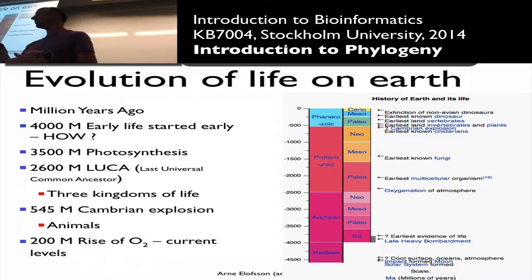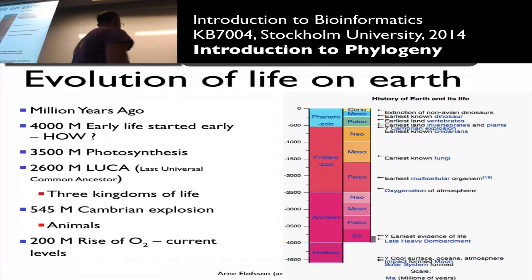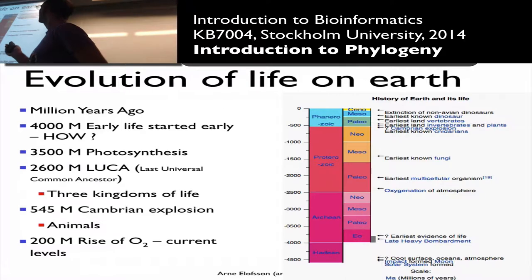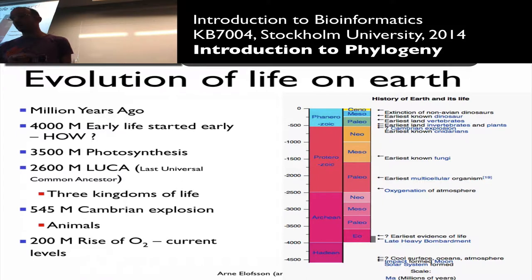And then nothing happened for 2 billion years. Then suddenly there was the Cambrian explosion. We got animals 500 million years ago, and fungi. It was a long, long period. Then life moved up onto land, and we had vertebrates and dinosaurs and flying birds, and so on. There was also a sudden rise of oxygen about 200 million years ago.